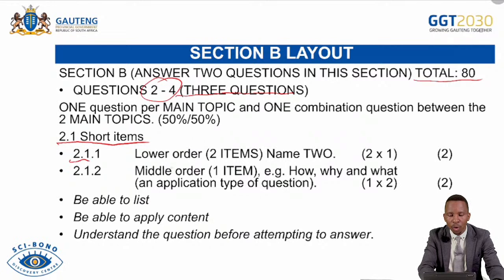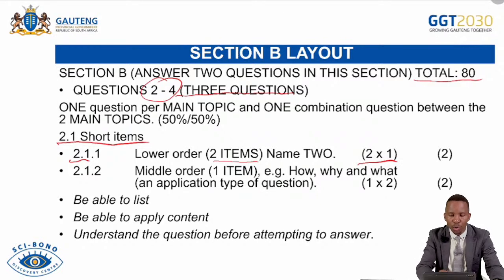2.1.1, we talk about lower order. 2 items: name 2 of the following, or mention 2 reasons for the business cycle, mention 2 leakages in the open economy, etc. That's when you simply provide. You just have to remember the answer and provide it. So it's a lower order. Don't leave this. These are 3 marks for you.